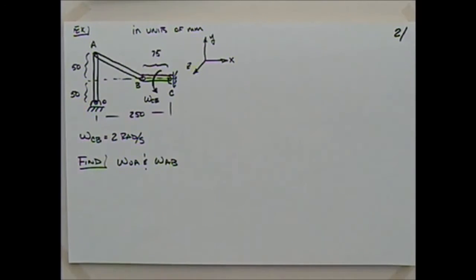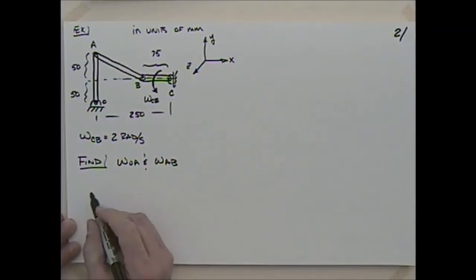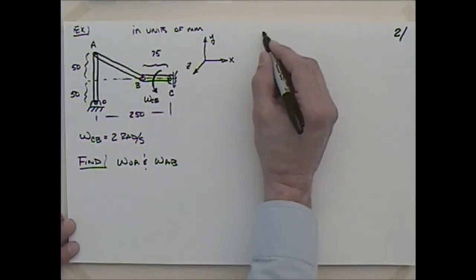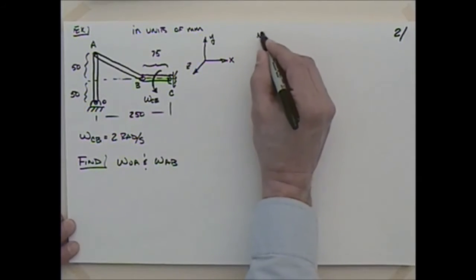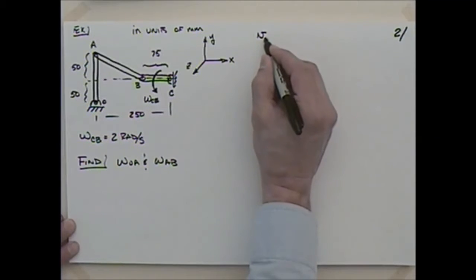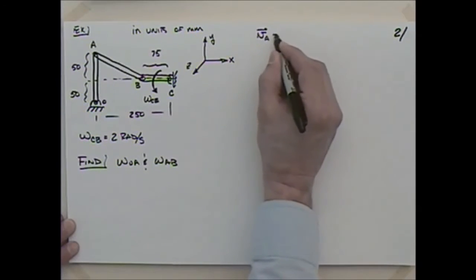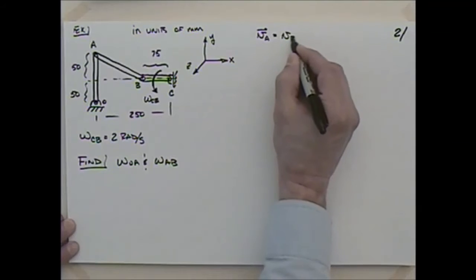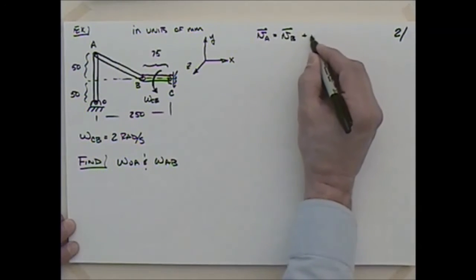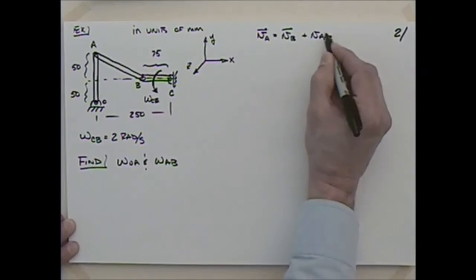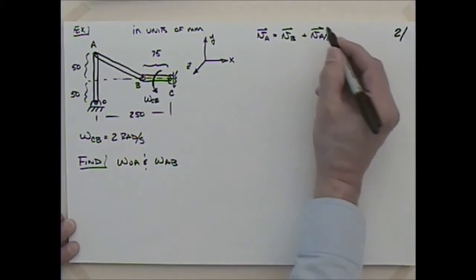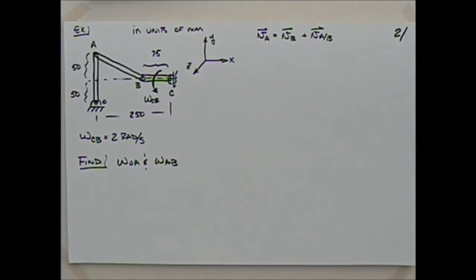we'd like to find the angular velocity of the link AB. So we'll start with the tool that we had on the last slide, which was the velocity of A is going to be equal to the velocity of B plus the velocity of A with respect to B. And I've changed the subscripts from what we saw on the last page, but I think those subscripts there will work better for this particular problem.